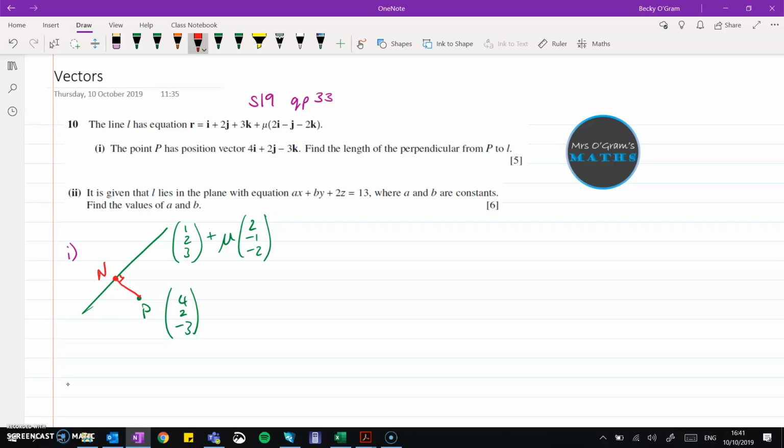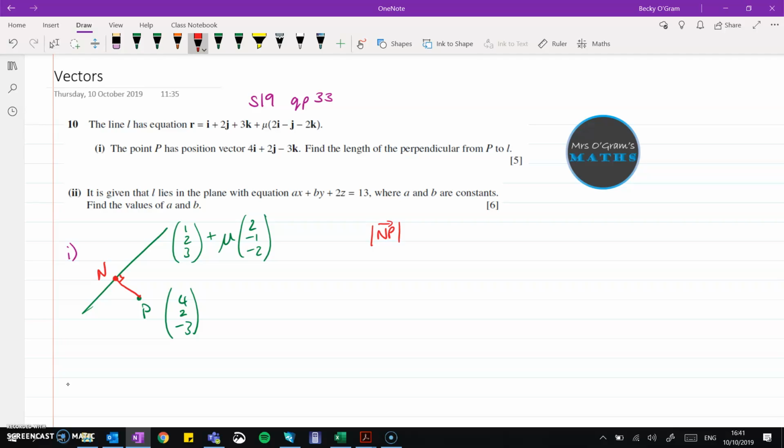and I'm going to give it an N. There is a video on how to do this. If you can't remember, just go back and look at my channel page and you'll be able to find it under the A2 vectors stuff. Okay, so ultimately what we're aiming for is to be able to work out the length of NP.